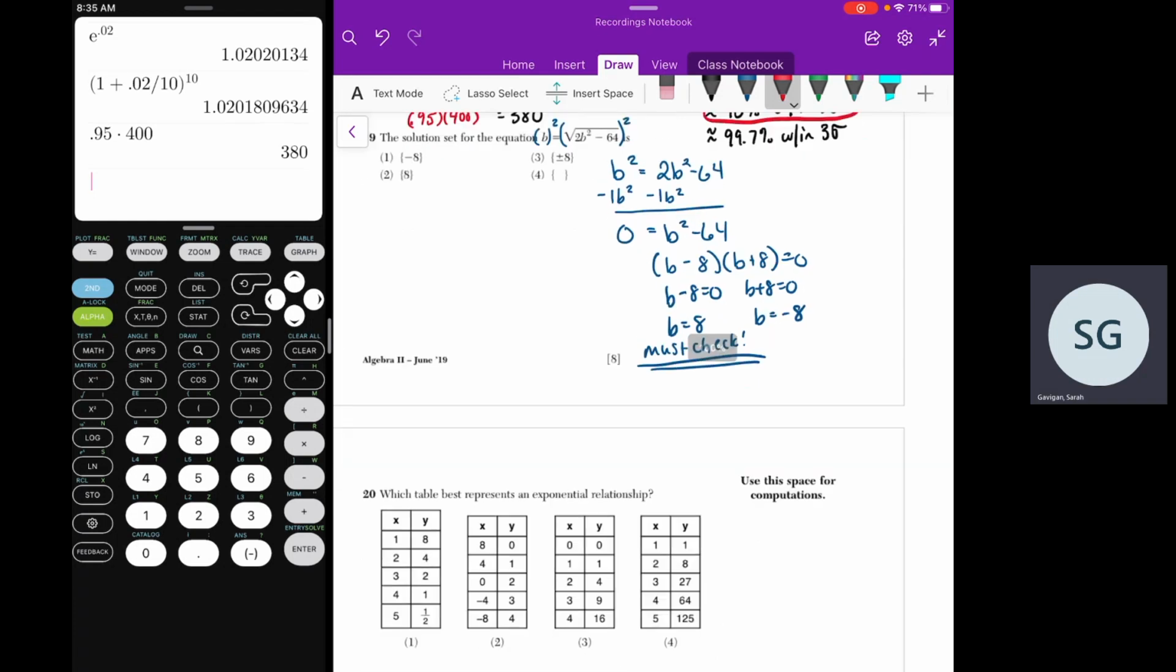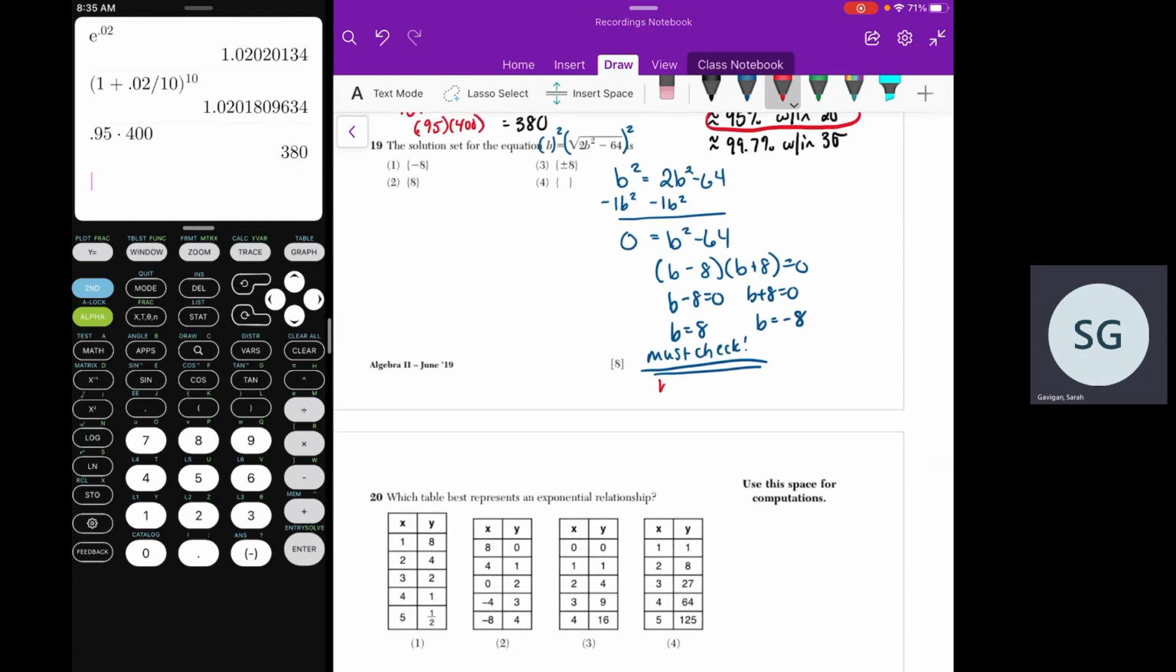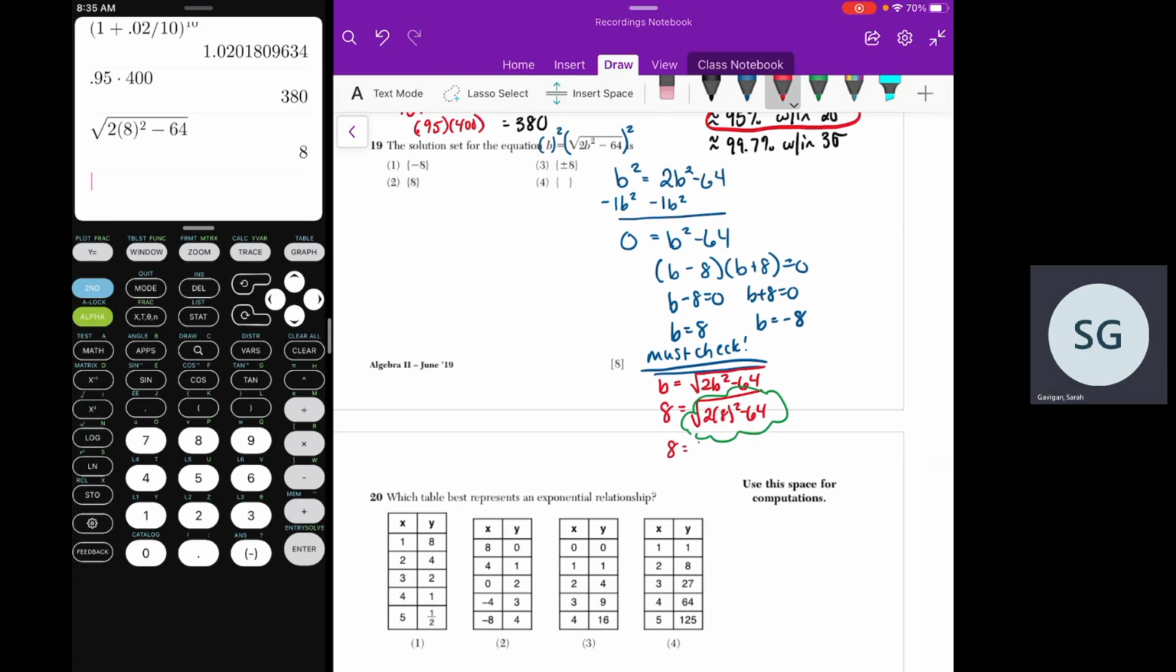Okay, so I'm going to plug them into the original equation, which is B equals the square root of 2b squared minus 64. Now, it has to work out on your calculator, so I'm going to write this down and then type in this part. So square root of 2 times 8 squared minus 64. It equals 8, so I know that that's the answer. It's not choice 4, and it's not choice 1. So the question is, does negative 8 work or not? So I'm going to plug in negative 8.